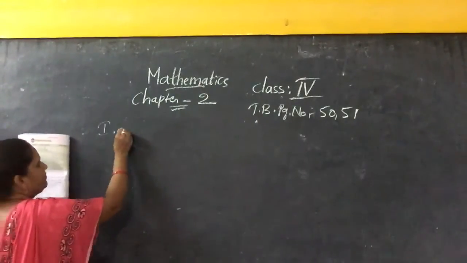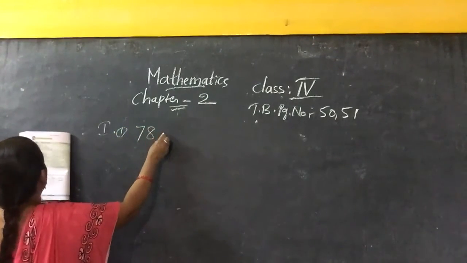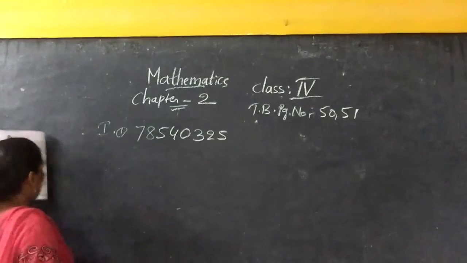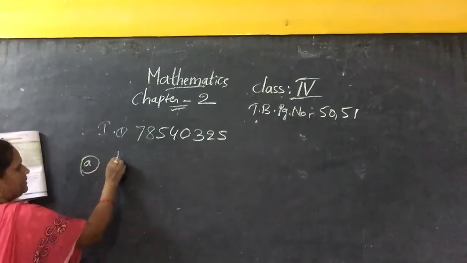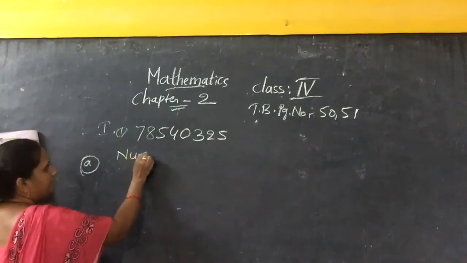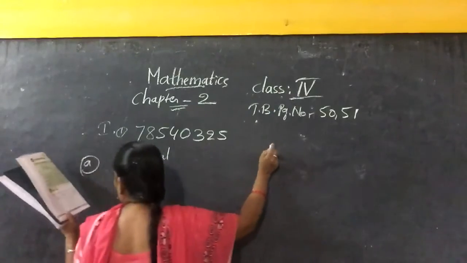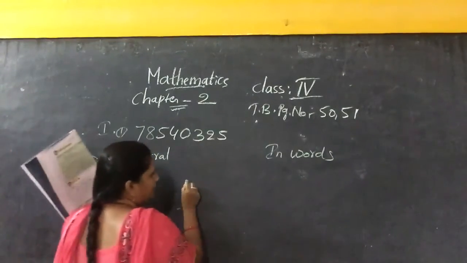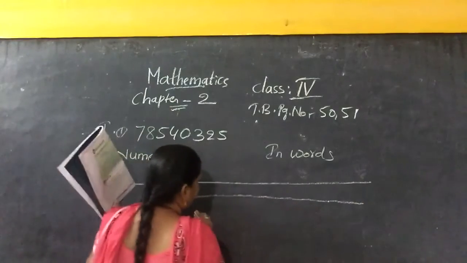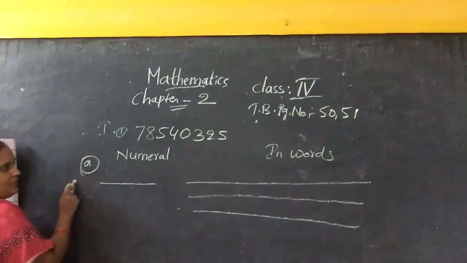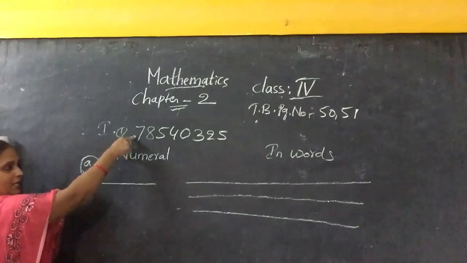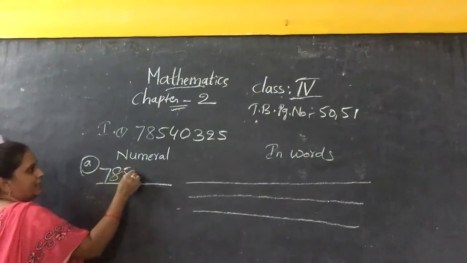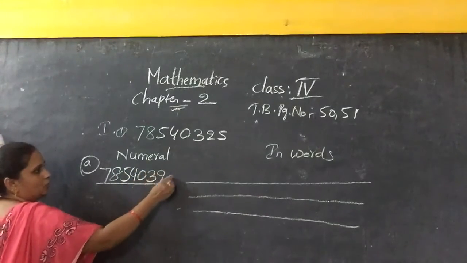The first number is 78,54,03,25, written as 7, 8, 5, 4, 0, 3, 2, 5. Below that he gave headings: numerals and inverse, meaning words. Now write along with me, first the numeral. What is the numeral, children? The first number he gave, that number only. It means copy the first sum as it is: 7, 8, 5, 4, 0, 3, 2, 5.